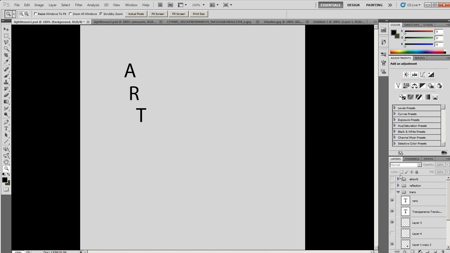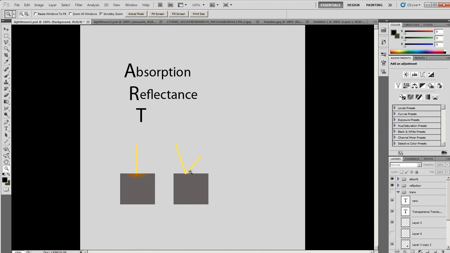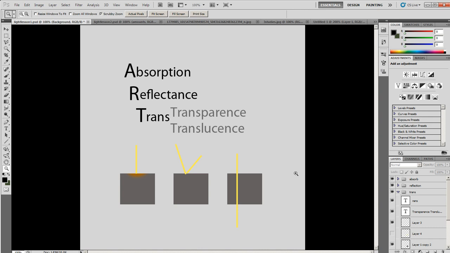And so we've got absorption, where light hits the surface and it's absorbed. We have reflection, where light hits the surface and it reflects back, comes back to the eye. And we have trans, which is transparency, where the light passes straight through, and translucence, where it scatters. Another word for this we often hear is subsurface scattering, which is an interesting little term. Essentially, that just means that it goes beneath the surface into the object and it scatters. So subsurface scattering. So translucency is all about that.